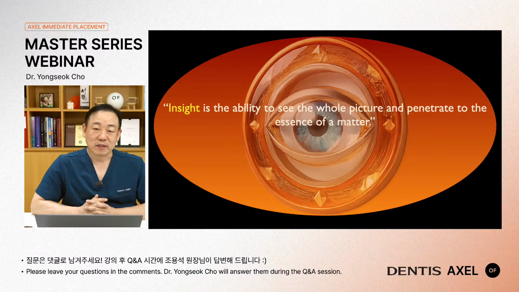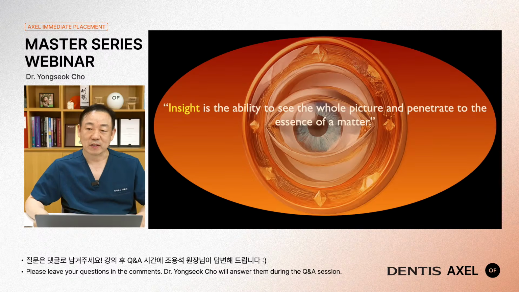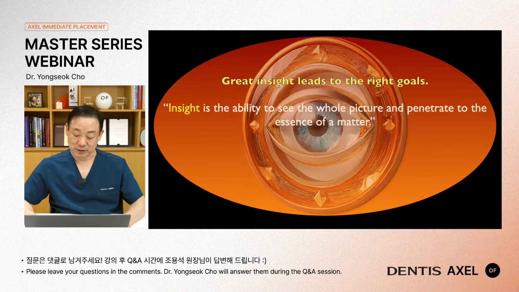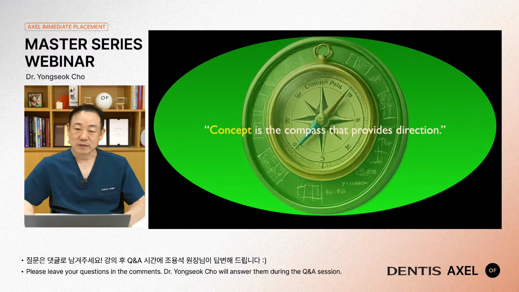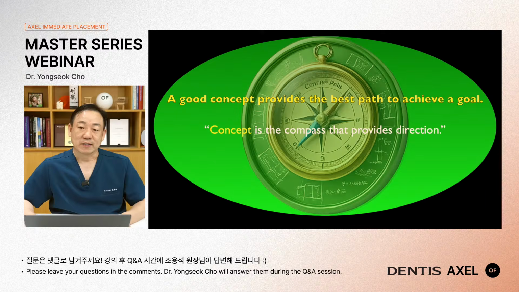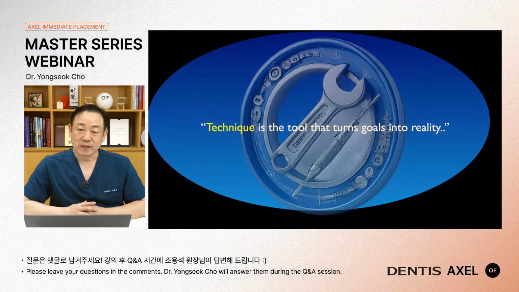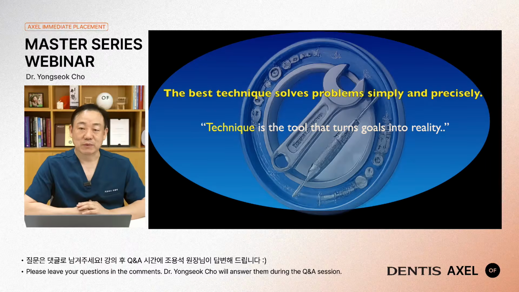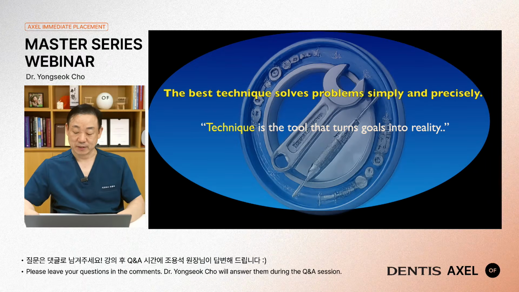Insight is the ability to see the whole picture and penetrate the essence of a matter. Great insight leads us to the right goals. Concept is the compass that provides directions. A good concept provides the best path to achieve a goal. Technique is the tool that turns goal into reality. The best technique solves problem simply and precisely.